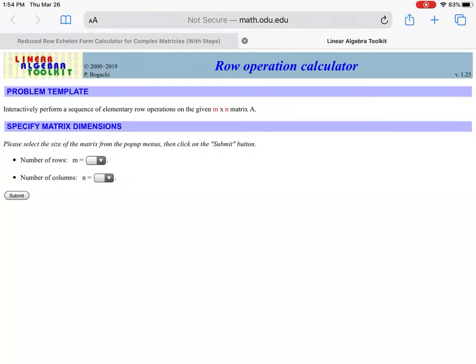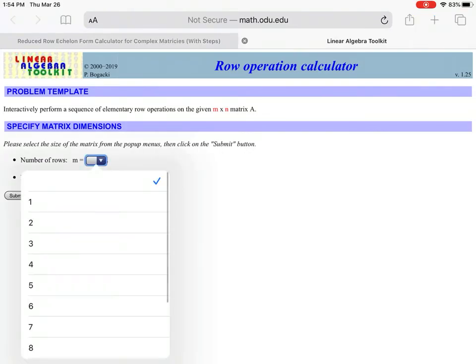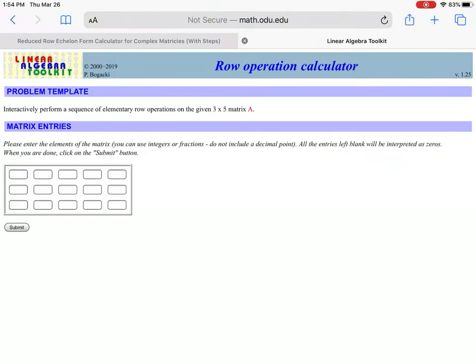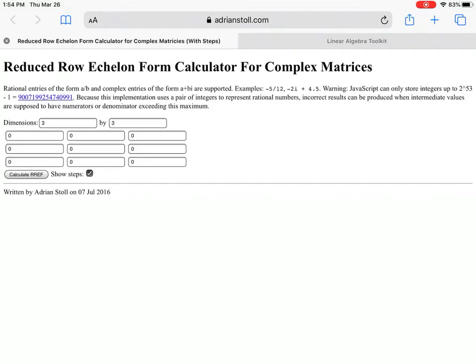I figure the most annoying thing to do on your calculator, or when you don't have your calculator, is to do RREF. So you can see here on this site, which I'll put on my site for you to go to, you can choose the rows and the columns and then enter your matrix and then hit submit, and it'll give you the RREF form of the matrix. And then this other one here is kind of similar. You just enter everything there and click calculate RREF. It'll even show the steps for you if you're trying to do it by hand. But you don't really need to show the steps if you're just looking for the answer.